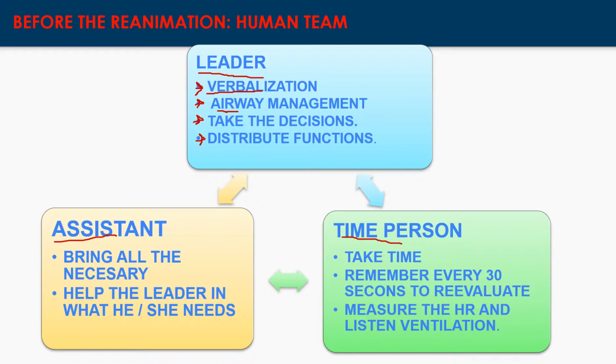The time person is the person that takes the time, so he needs to have a clock or a phone prepared for that, and he will be the person that reminds you every 30 seconds to reevaluate. This is the most important function because the leader has to be focused on all the other things, so he can forget when to reevaluate. And the time person will be the person that reminds him. Also, he has to measure the heart rate and listen to the ventilation every time that he reevaluates. So check the chest rise when the ventilation occurs, and all of that.